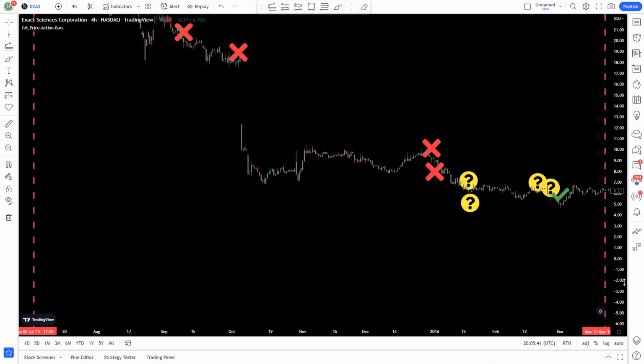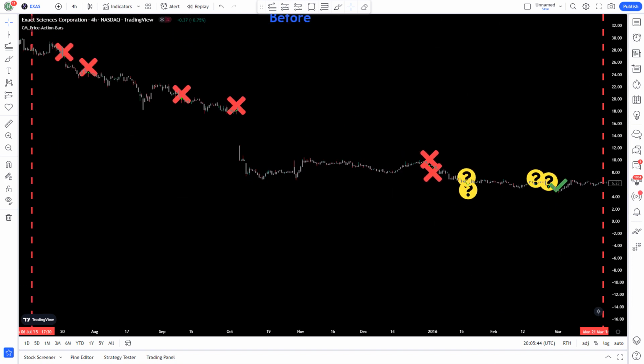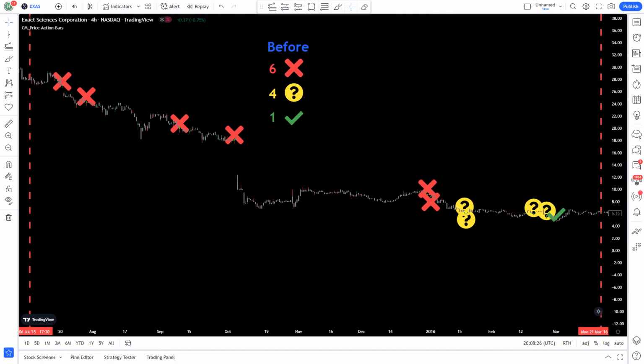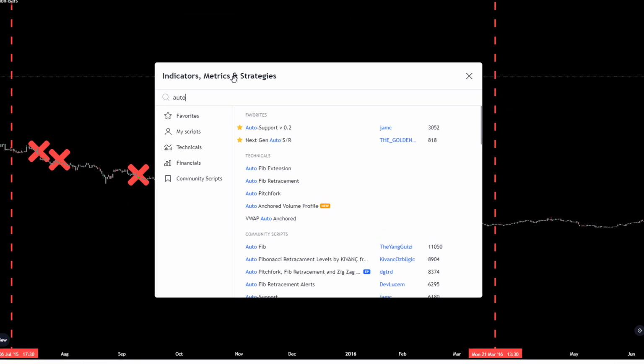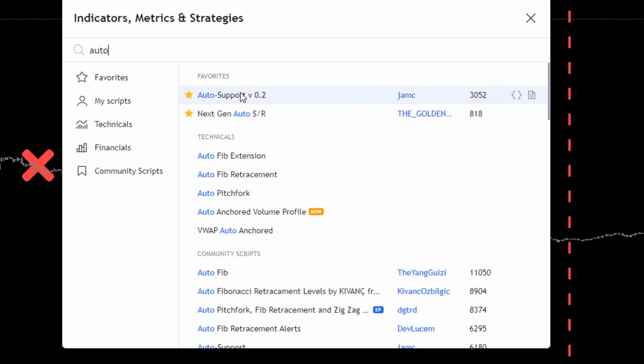Zooming out, we see every trade we took without support and resistance. We lost the first 6. 4 were marginal, and the last candle, which was a winner, is the only candle most videos ever talk about. I'll show you another trick for how you can easily identify important levels. Go back up to indicators and search for auto. Scroll down until you see auto support version 0.2.